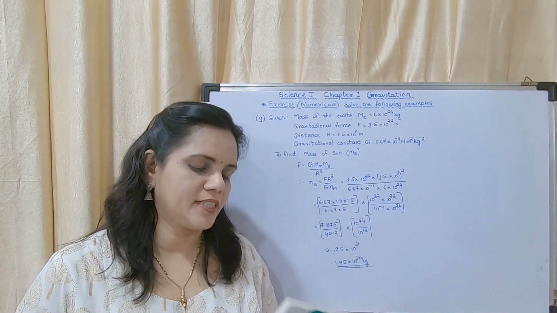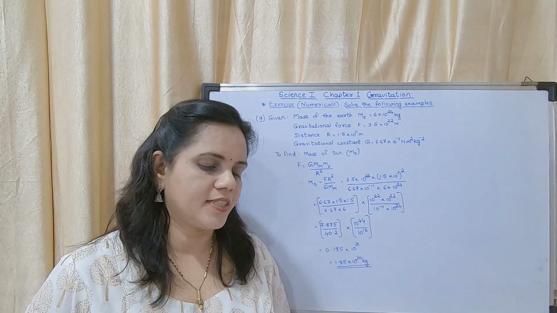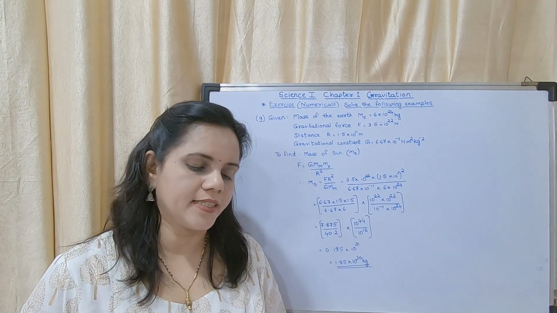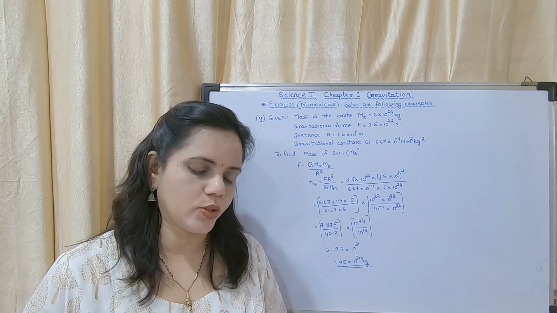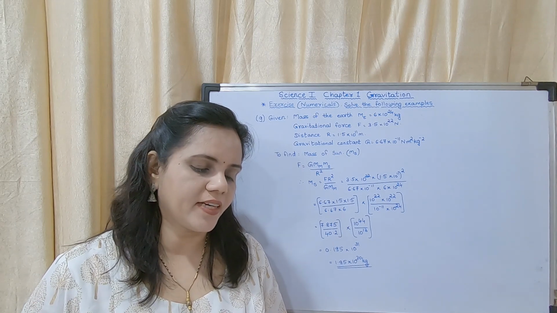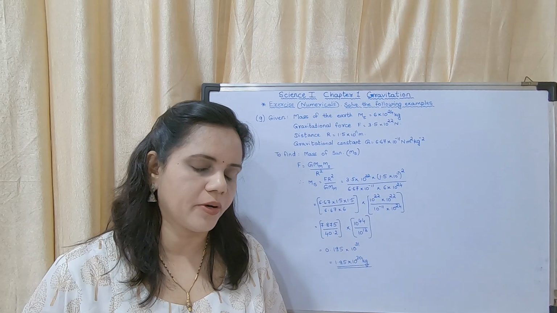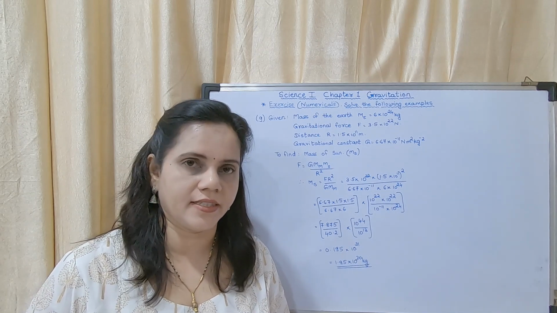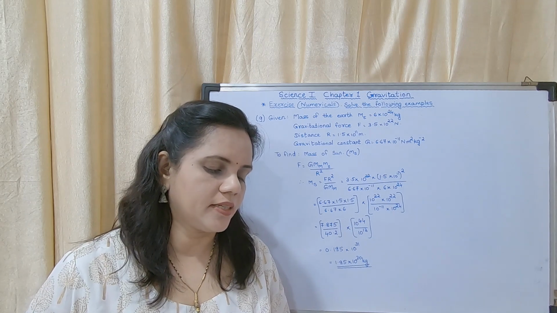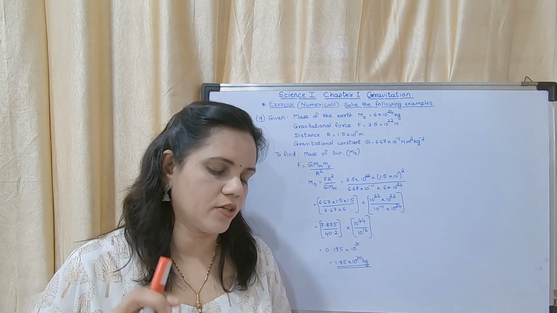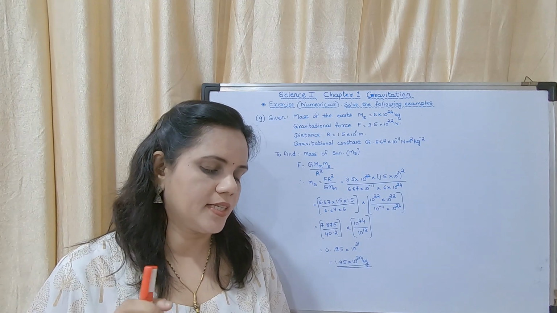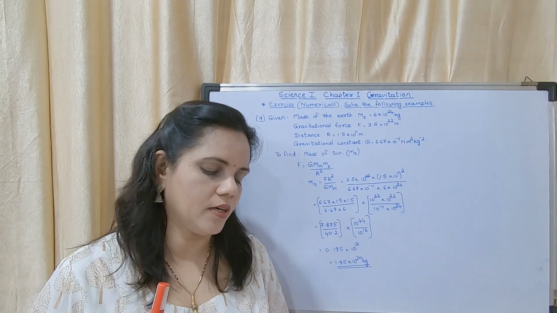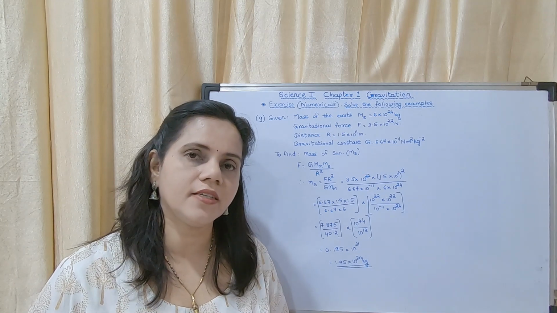Okay, now the last question. The mass of the earth is 6 × 10^24 kg. The distance between the earth and the sun is 1.5 × 10^11 meter. If the gravitational force between the two is 3.5 × 10^22 Newton, what is the mass of the sun? You have to find out the mass of the sun.